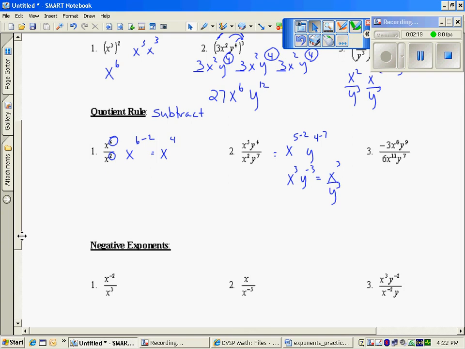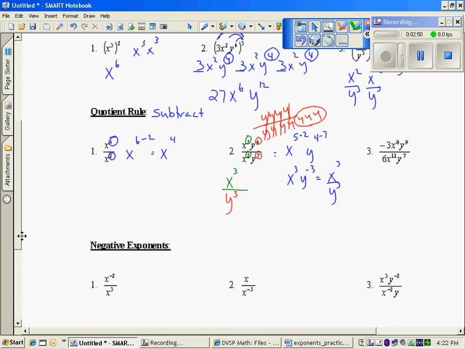Another way to look at this problem is ask myself, I have 5 x's in the numerator, 2 in the denominator. They all cancel, leaving me 3 in the numerator. For my y's, I have 4 in the numerator being multiplied, 7 in the denominator. They're all going to cancel, leaving me 3 in the denominator. My 4 y's in the numerator and my 7 y's in the denominator, these all cancel and make 1, leaving me 3 in the denominator.